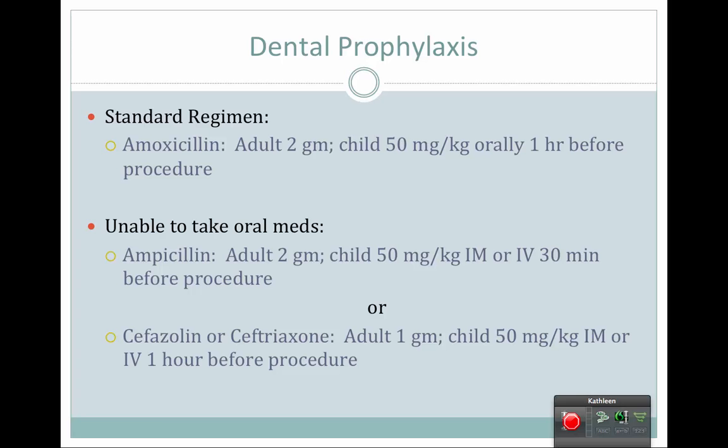Dental prophylaxis, these are some of your options: amoxicillin, adult 2 grams, child 50 milligrams per kg, orally 1 hour before procedure, if they meet the criteria. Unable to take oral agents, ampicillin, adult 2 grams, child 50 milligrams per kilogram, IM or IV 30 minutes before procedure. Cefazolin or ceftriaxone, adult 1 gram, child 50 milligrams per kilogram IM or IV 1 hour before procedure.